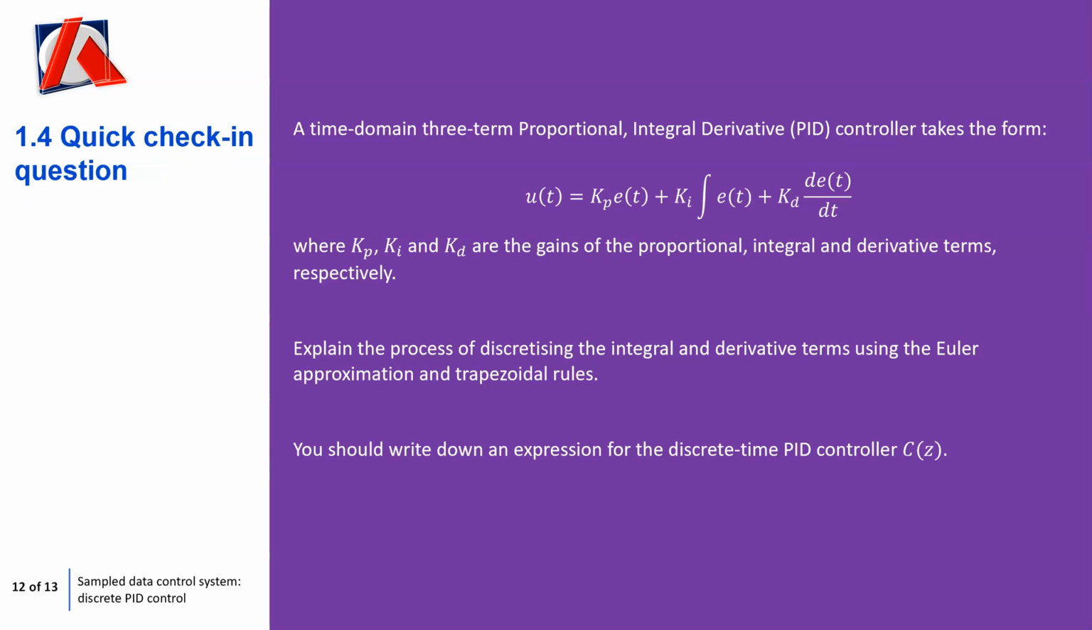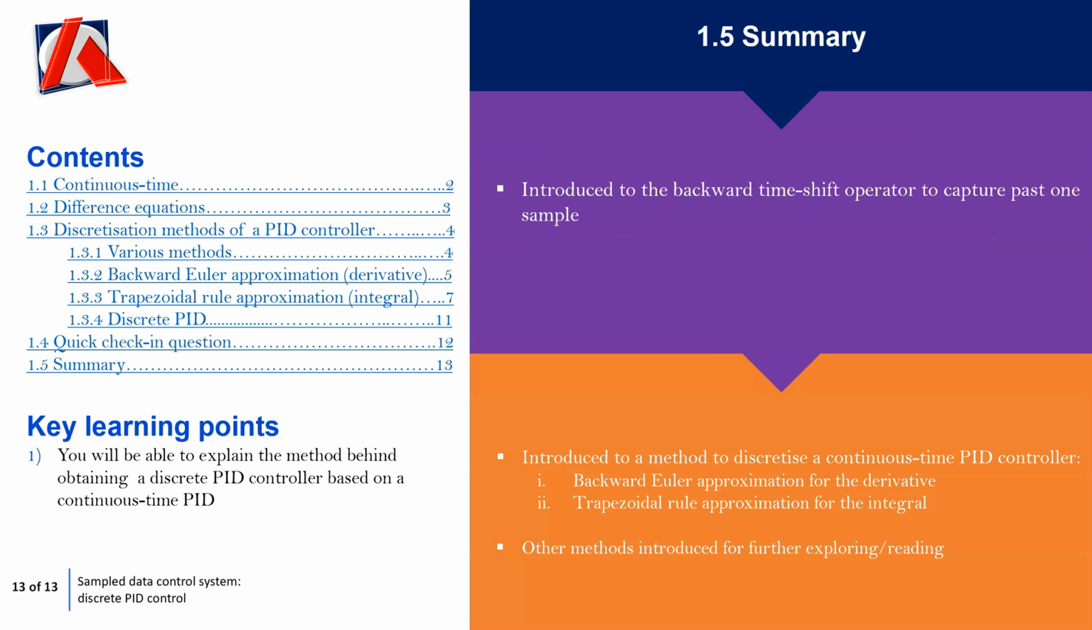So a quick checking question. I just want at this point to make sure that you're aware of how to discretize this continuous time PID controller equation. What I want you to do is explain the process of discretizing an integral, in this case using the trapezoidal rule, and the derivative, where we use the Euler approximation. Then I want you to write down an overall expression for the discrete time PID controller. I will create the video solution for this, so if you check back, you'll see the video solution for that.